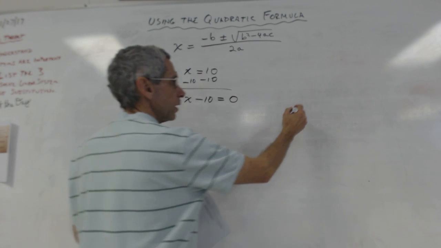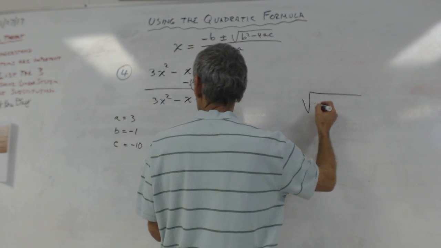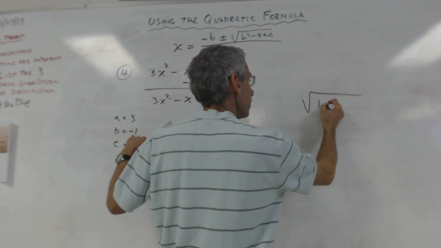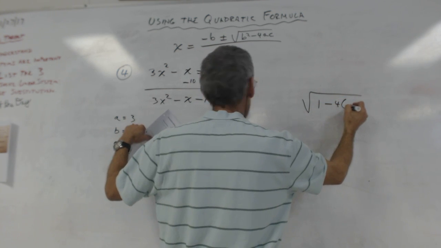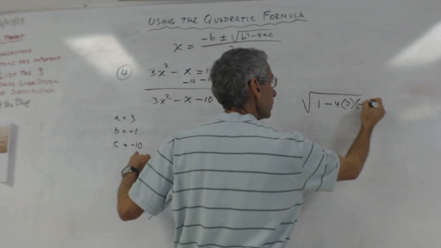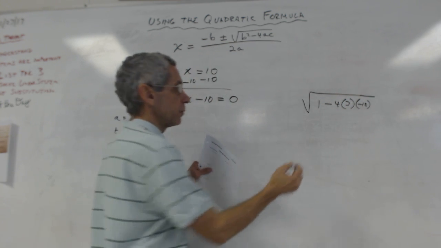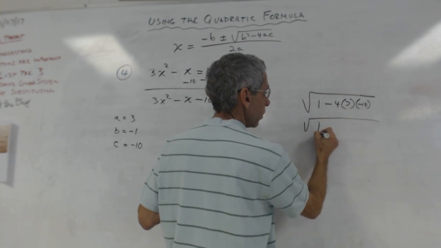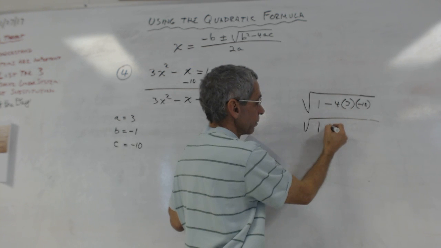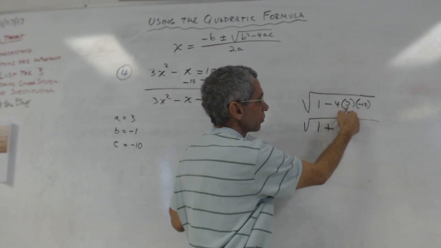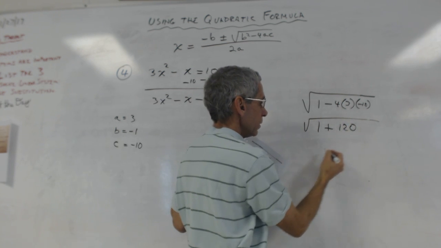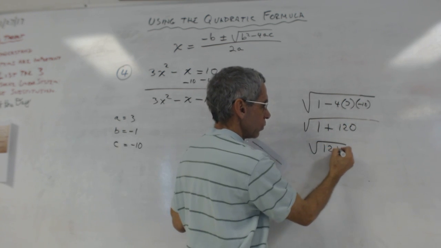Right? So over here, I'm going to do my square root of b squared, which is negative 1 times negative 1, which is positive 1, minus 4 times parenthesis 3 times parenthesis negative 10. Now I'm going to write square root. I've got 1, and then I'm going to figure out my sign. There's 2 of them. Negative times negative is positive, so I'm going to put a plus. I'm going to do 4 times 3 is 12, times 10 is 120. So I've got now square root of 121.